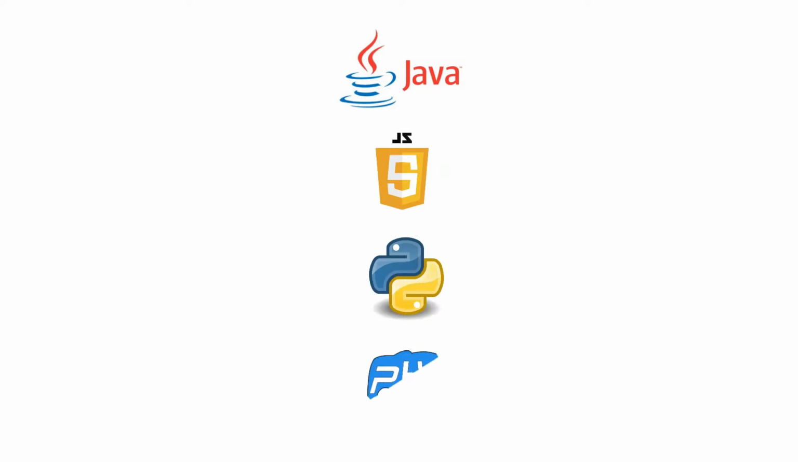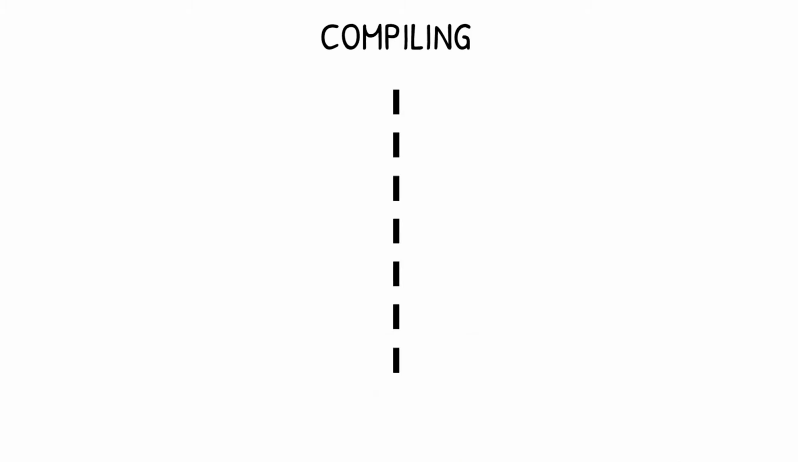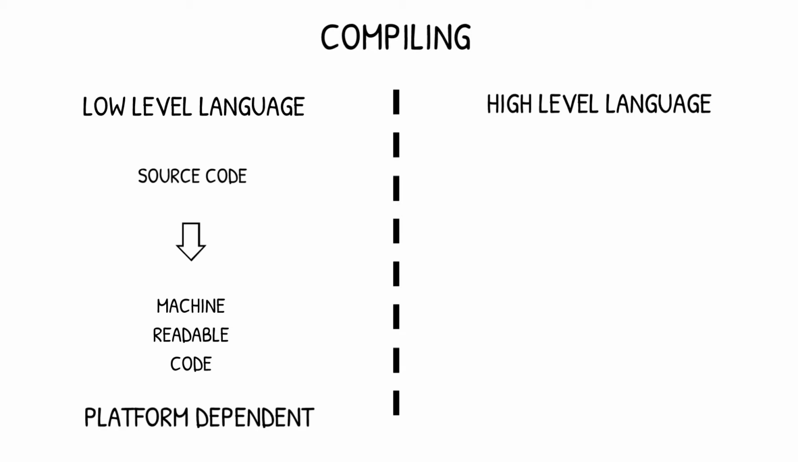How does a programming language usually execute the code in general? Programming language translates a source code into machine-readable code, with a process called compiling. The compiling process determines whether a language is low-level or high-level. A low-level language converts the source code directly into machine-readable binary codes. Hence, usually a code written in low-level language can be executed only in the machine where it was earlier compiled. These are also called platform-dependent language.